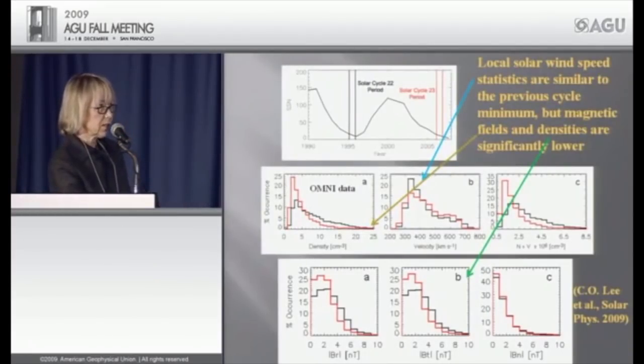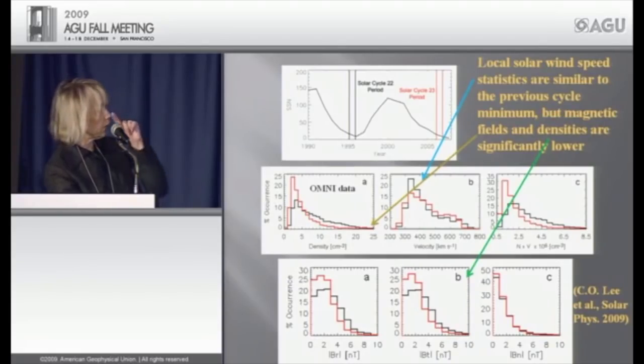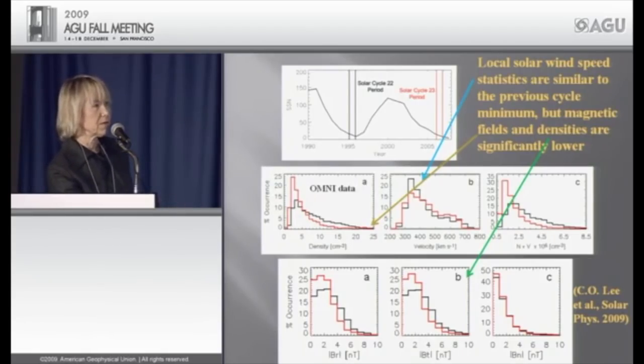When we looked at the statistics of the interplanetary contributions from this ecliptic plane field using the Omni data set at the Goddard Space Flight Center, statistically speaking, what we have here in the middle are statistics of solar wind density and velocity. The density shows a much lower average density in the red histogram than in the previous minimum in the black histogram from the periods you see at the top. The velocity histogram is not so much different. It's a typical declining phase solar minimum velocity histogram.